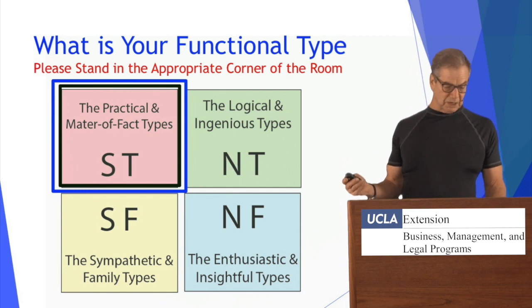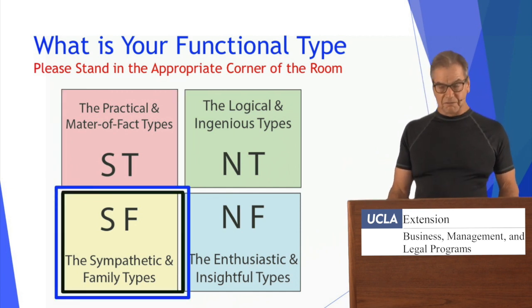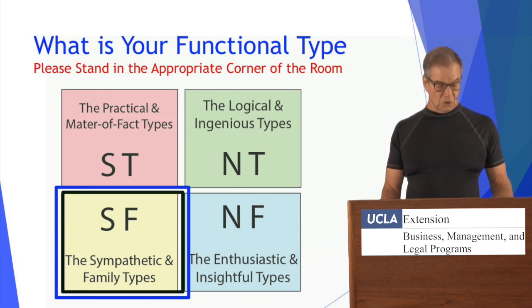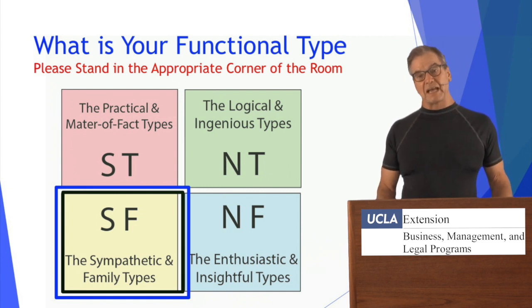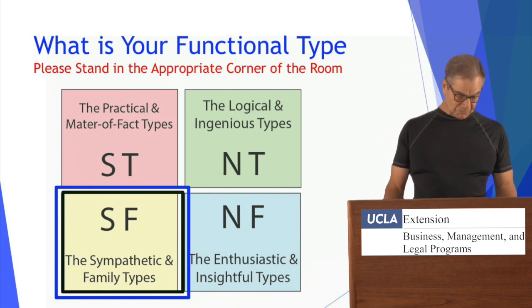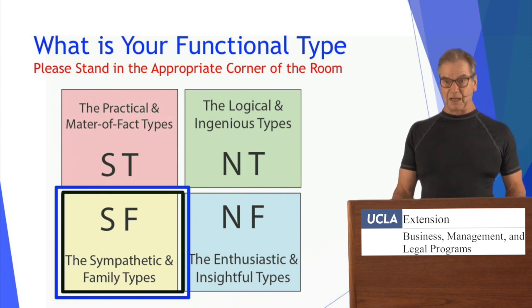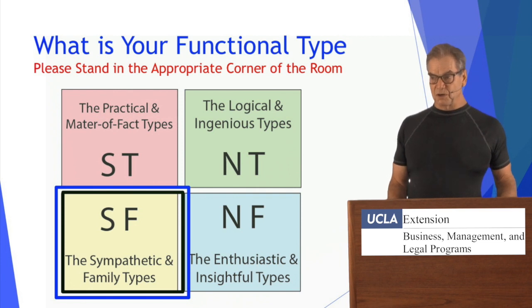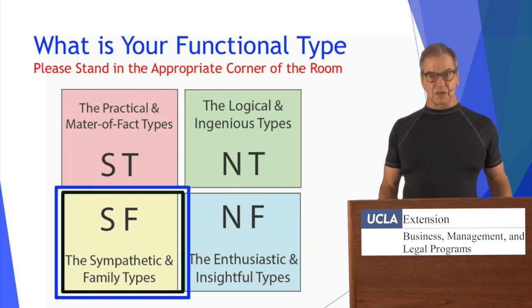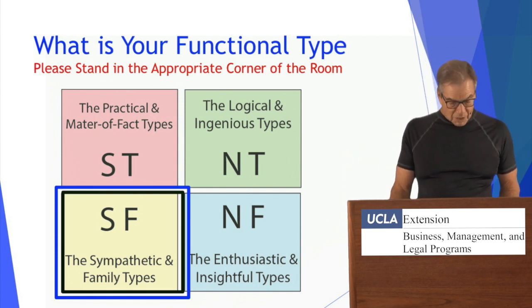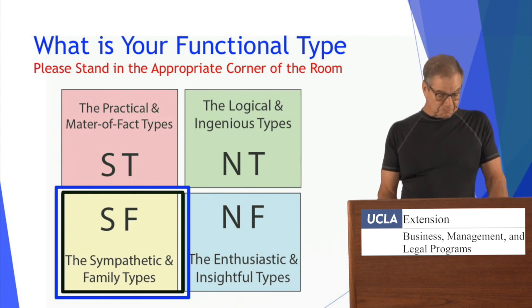The next functional pair is what we call SF, the sensing feeling type, and people who fall in this category we call the sympathetic and family types. They're all about family. They're very caring, very understanding, and these people have a big heart. And so the SF people focus on taking care of and nurturing the family, the team, the group within an organization. They're also very good at doing sales and financial investment stuff too.